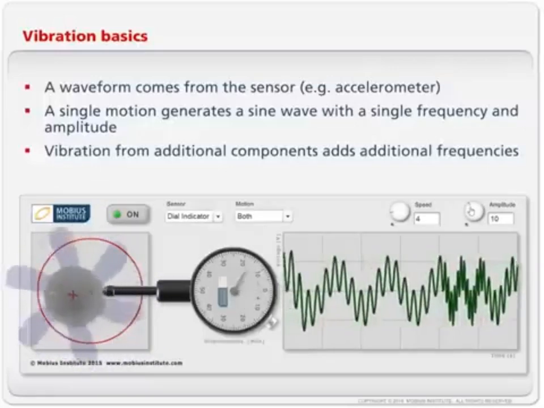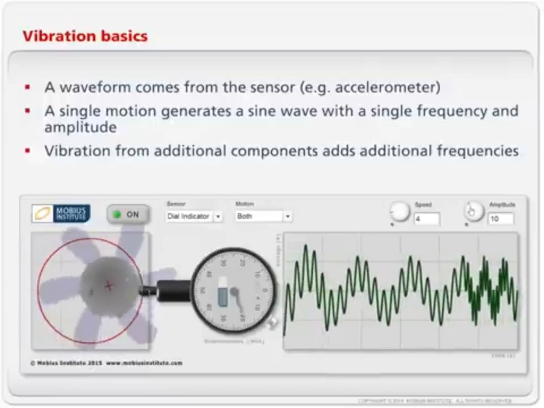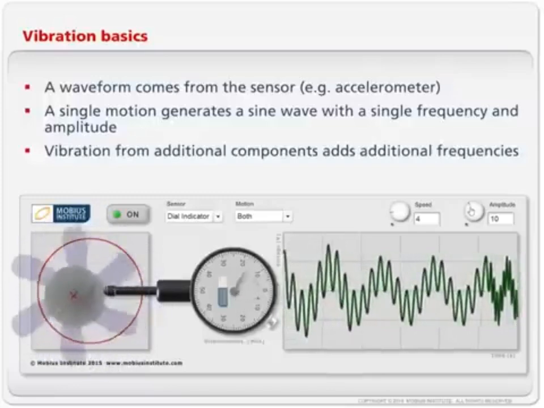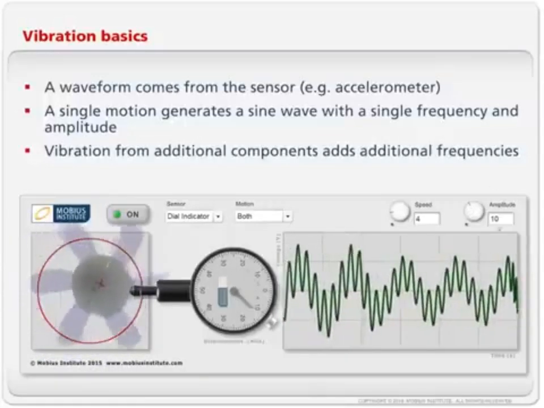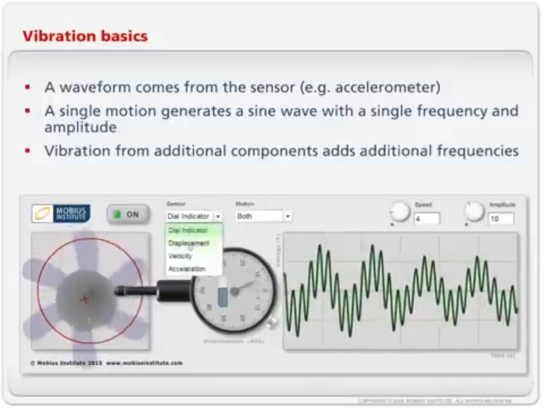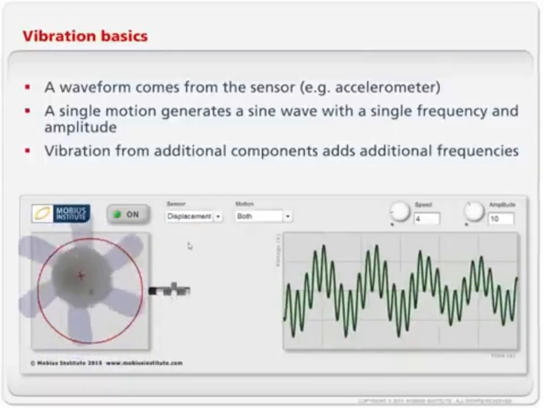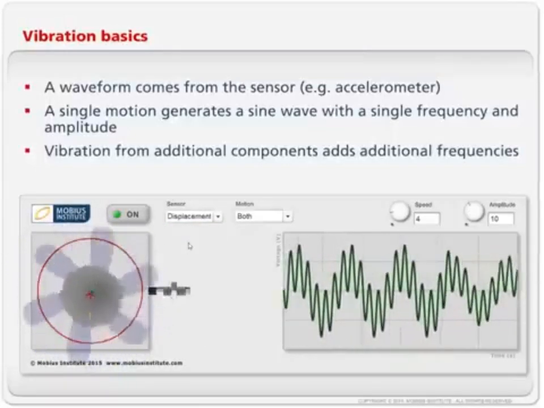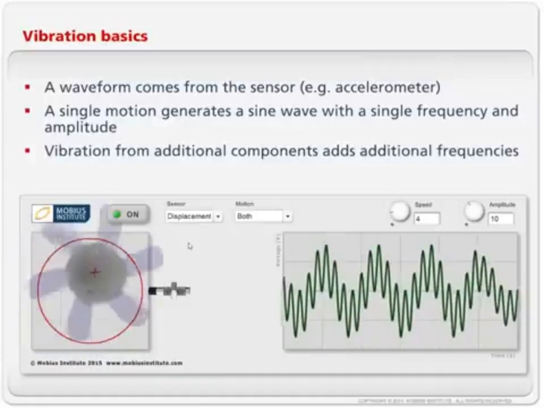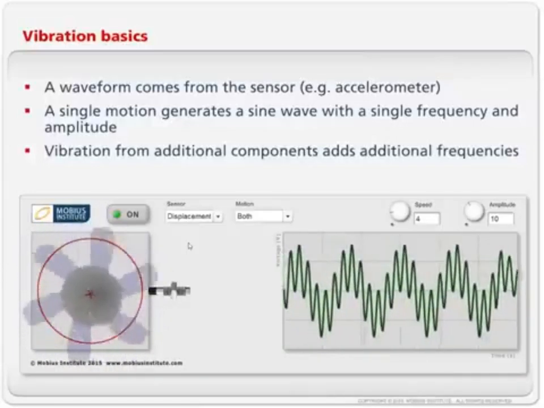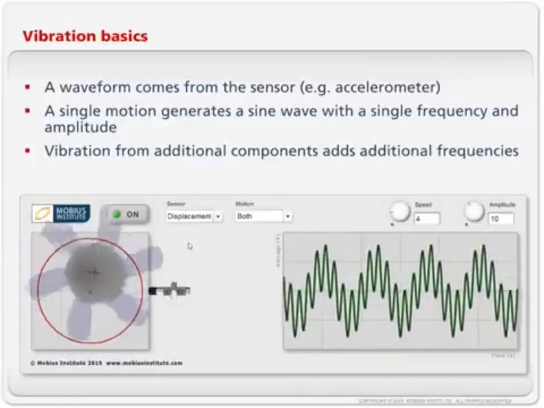Now, in reality, with some machines, with fluid film bearings, journal bearings, we can actually take a displacement measurement. There's a sensor there that can detect that distance, but otherwise, for normal walk around, balance of plant machines, we use the accelerometer.